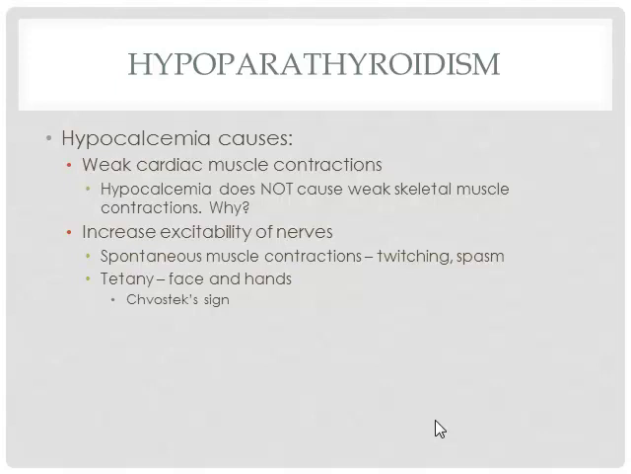The reason why is that the heart muscle is cardiac muscle, and the skeletal muscle is not cardiac, and so it doesn't need the levels of calcium that we need for the heart. It also would result in increased excitability of the nerves. So this is what I said previously about the tetany, or the twitching and spasm. And if you remember, Chvostek's sign would be if you tap to the lateral portion of the eye, it results in a tetany response or twitching.